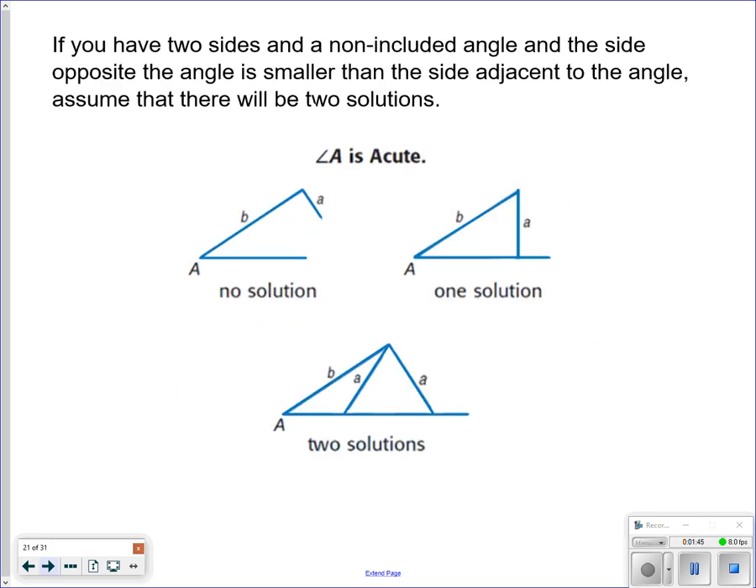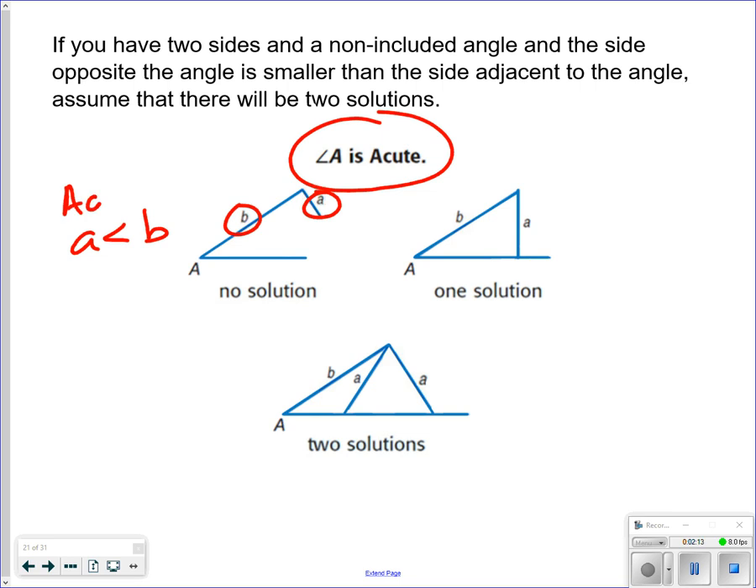So here's what could happen. This is now in your notes. If you have two sides and a non-included angle, SSA, and the angle is acute and the opposite side is smaller than the side adjacent to the angle, assume that there can be two solutions. So if you have an acute angle A and the side opposite is smaller than the side adjacent, A is less than B, you could have no solution.